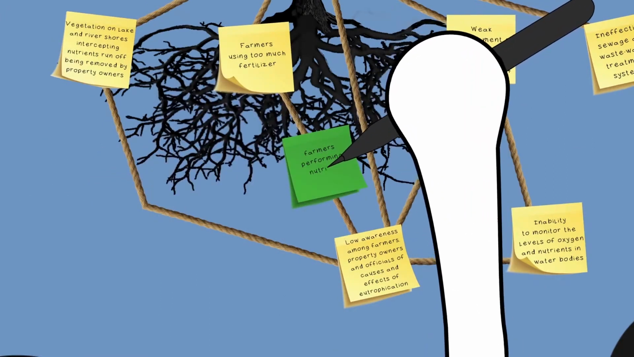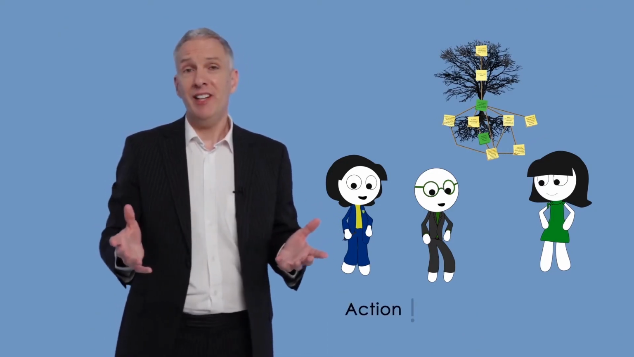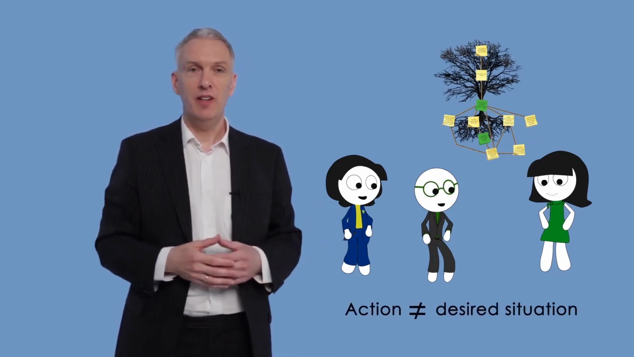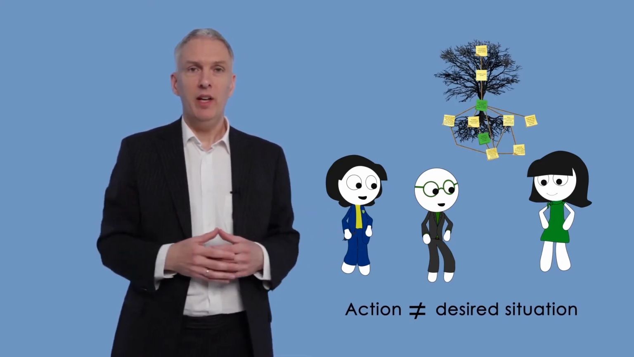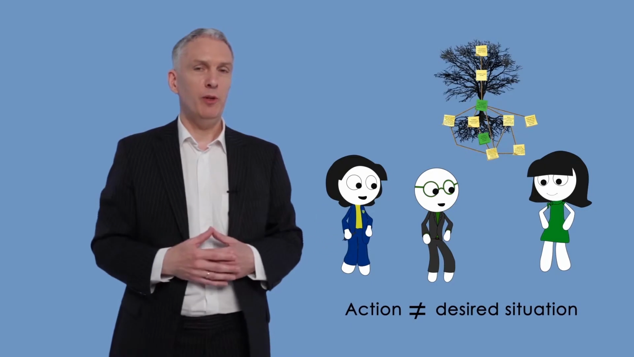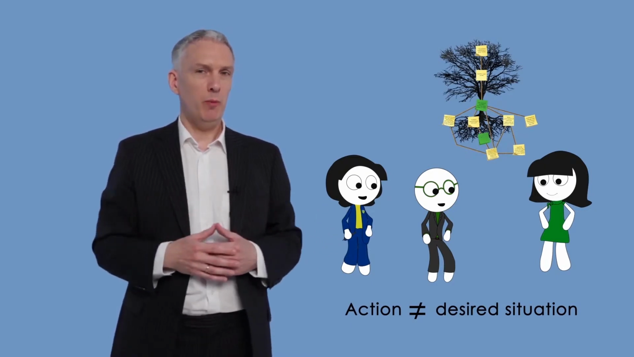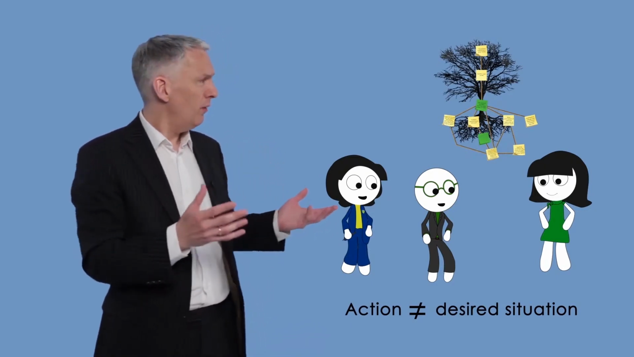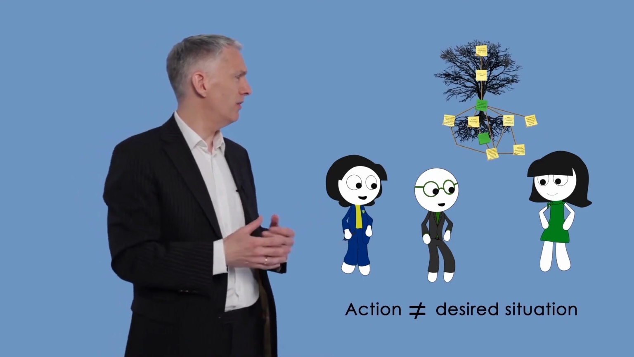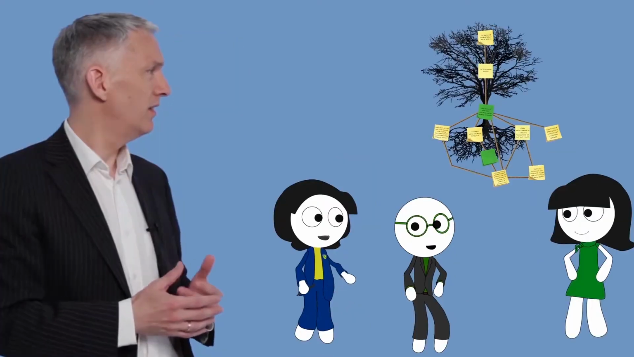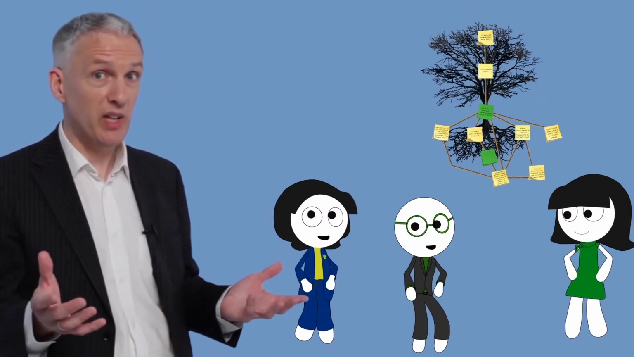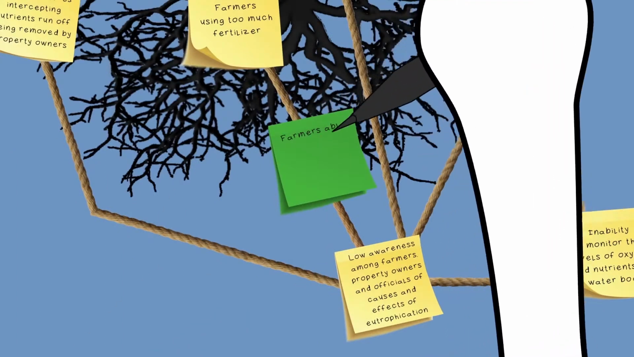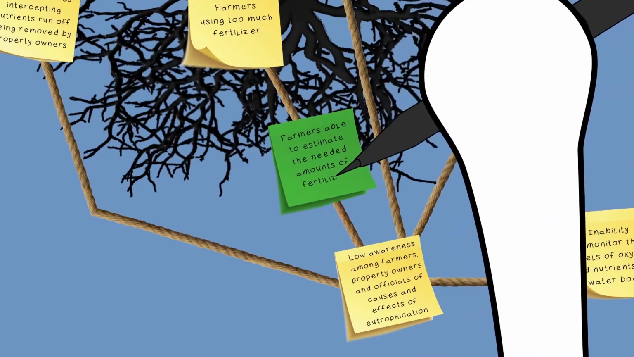Farmers performing nutrient studies. Not quite. You have formulated an action, not a desired situation. Whenever you spot a verb in a goal, like performing, you know it is probably not a proper goal. Try to stick to the problem more closely and think, what should they do these studies for? Well, it should enable them to estimate the amount of fertilizer needed. So what should the objective be? Ability to estimate the needed amount of fertilizer.